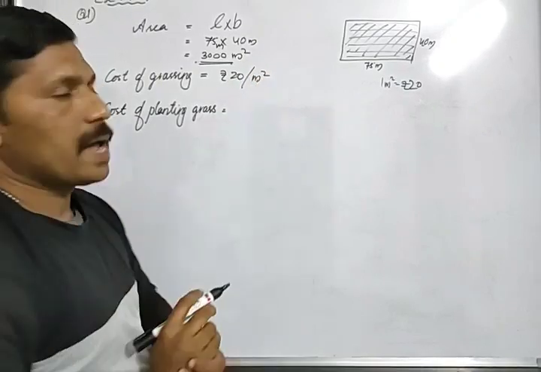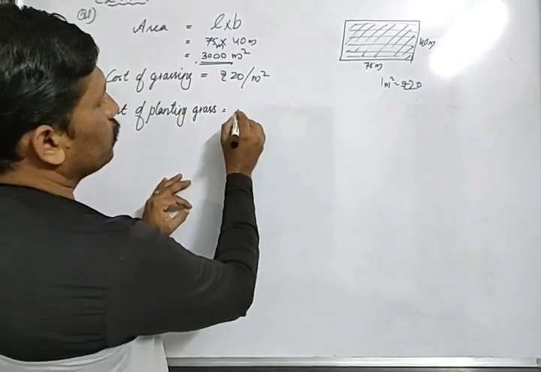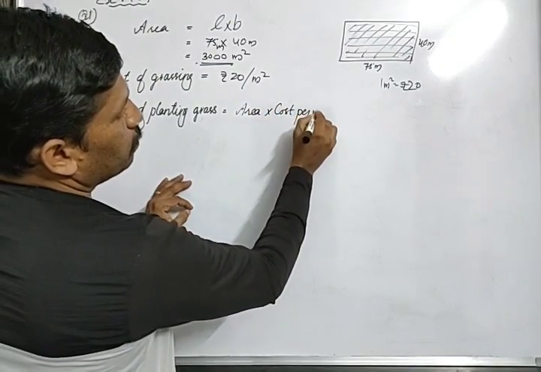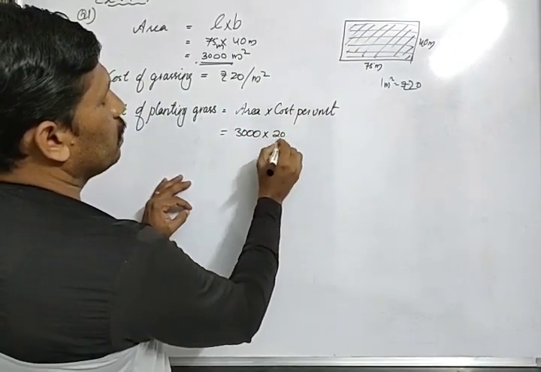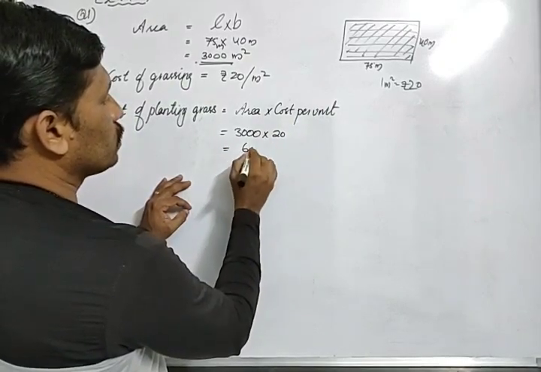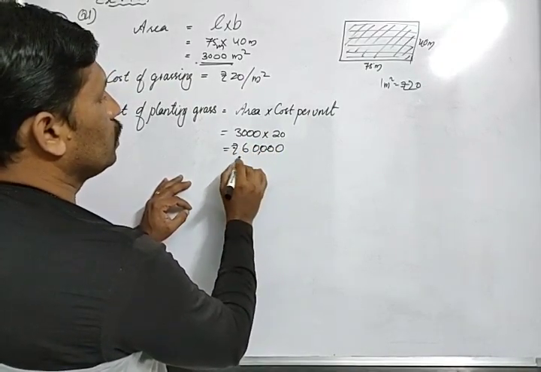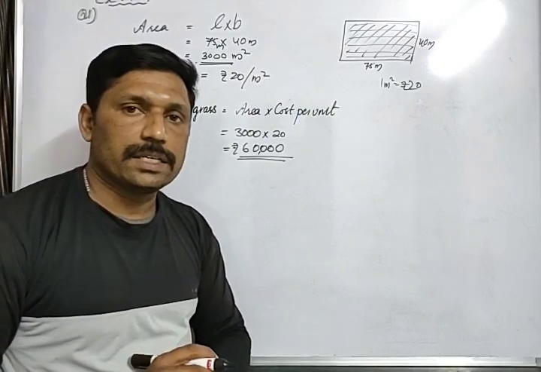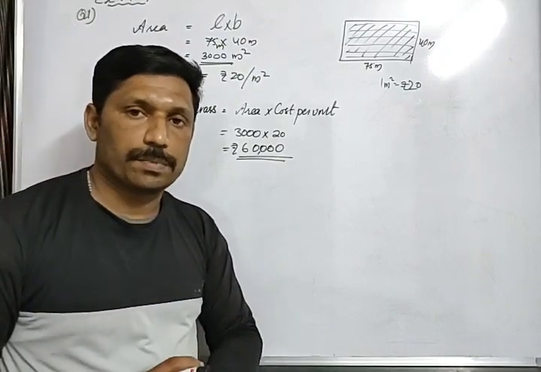Total 3000 meter square is there. So total cost of planting grass is equal to area into cost per unit. That means 3000 into 20 per meter square. That means 3 2s are 6, that is equal to 60,000 rupees. So if he spends 60,000 rupees, he can plant grass in that rectangular park. Total cost of planting grass is equal to 60,000 rupees.